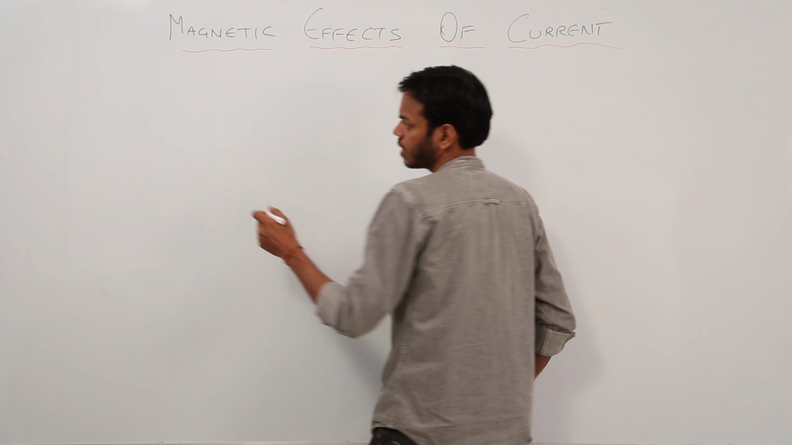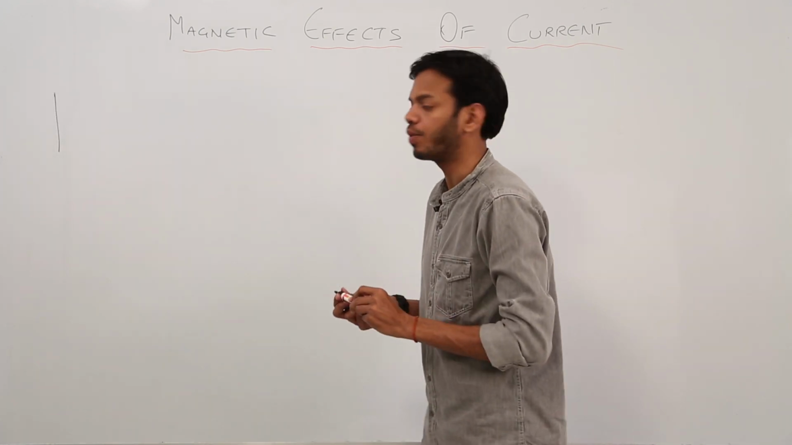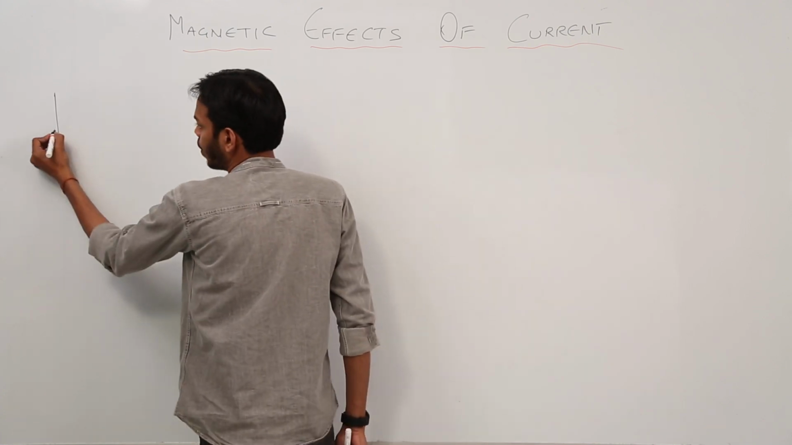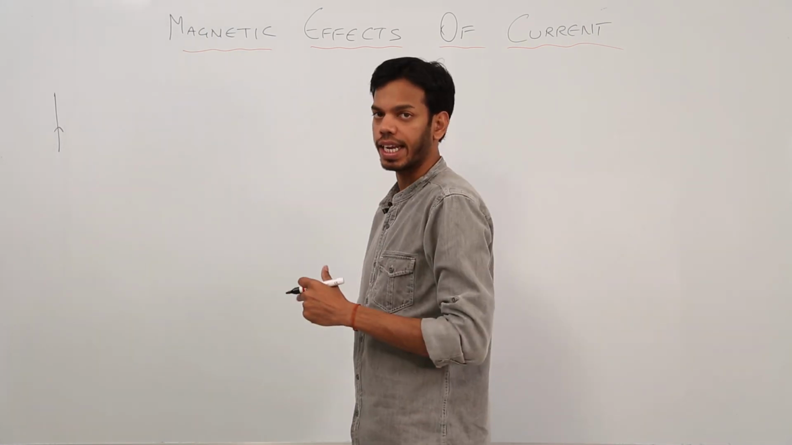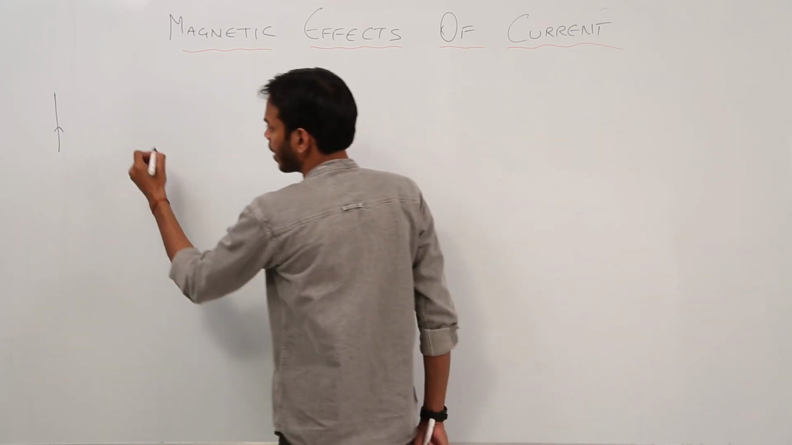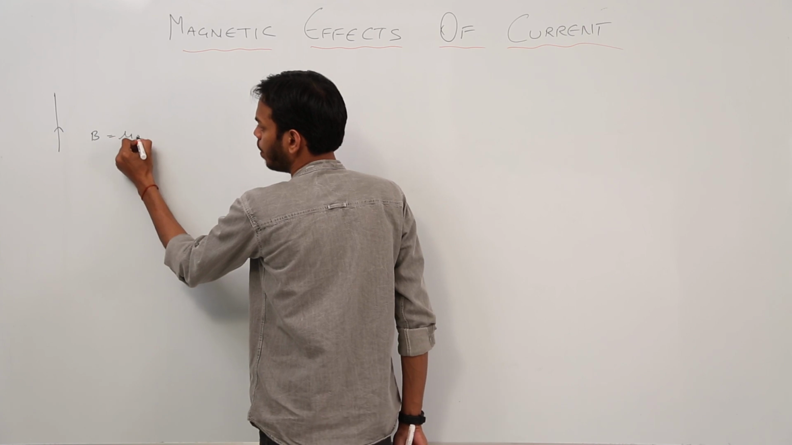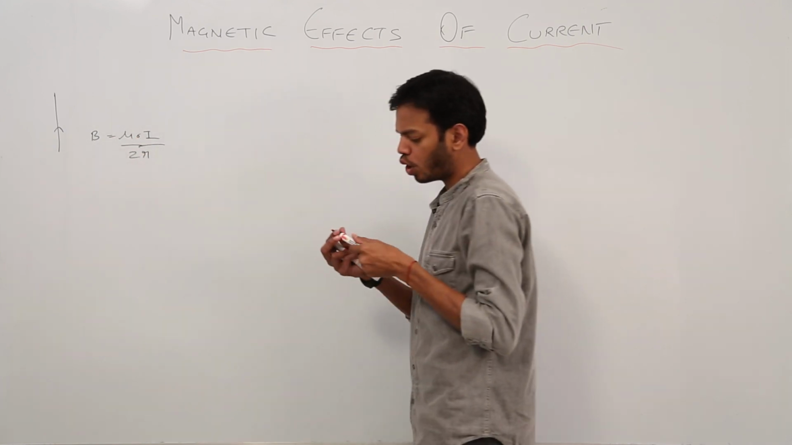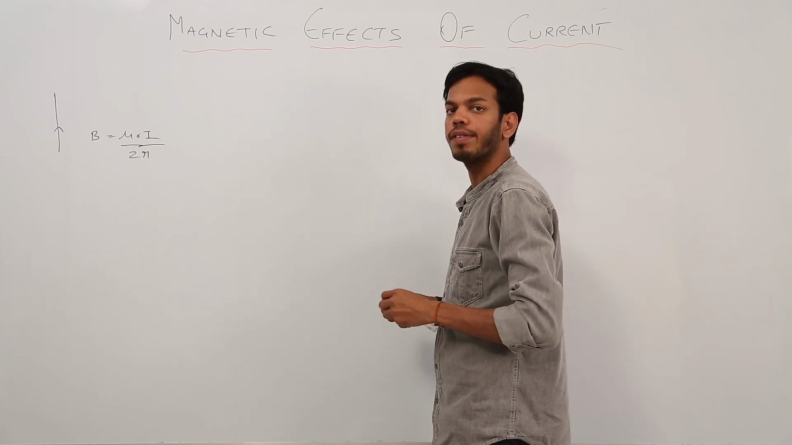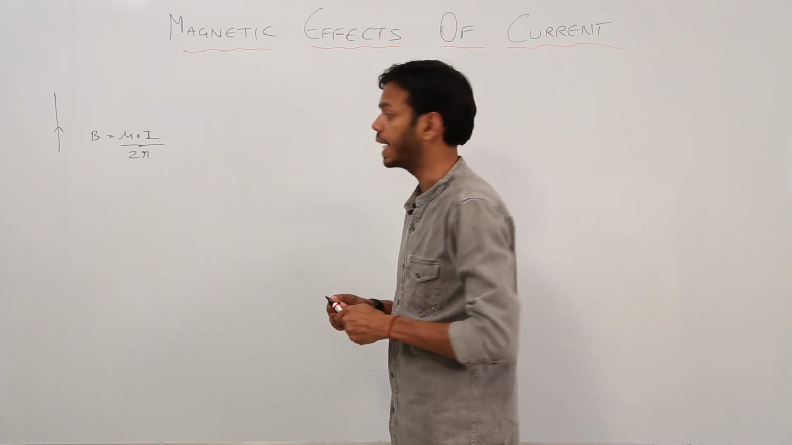In our last class, we did two important formulas based on Biot-Savart's law application. What were those? Number one, we found out the magnetic field due to a straight current carrying conductor of infinite length. That was a special case. What was the magnetic field formula? B was equal to mu naught I upon 2R, right? This was for the full magnetic field. This was the special case for infinite length from both the ends.